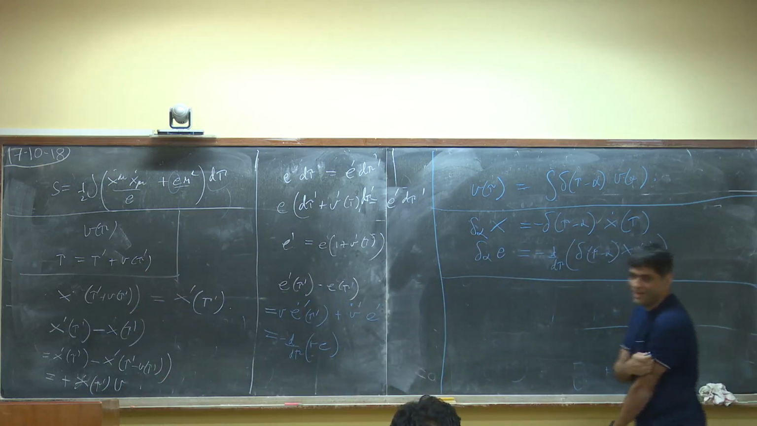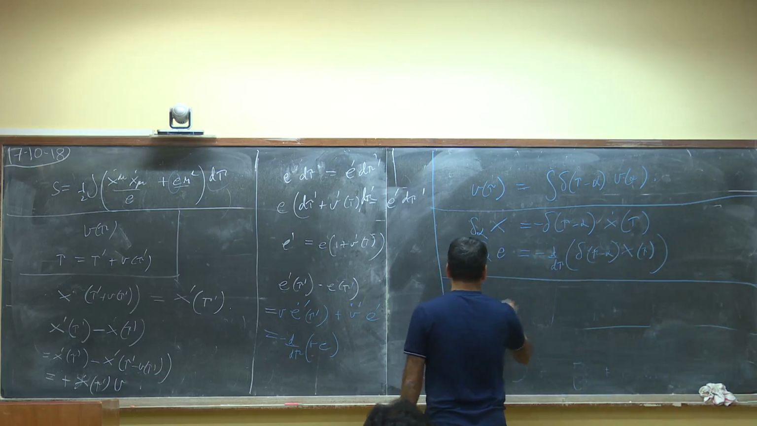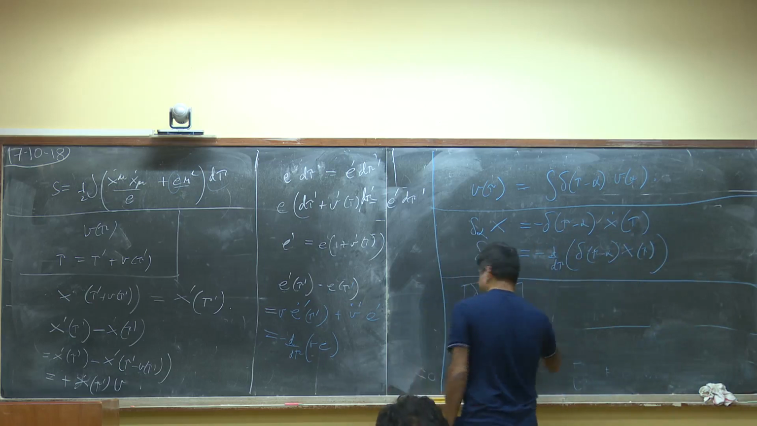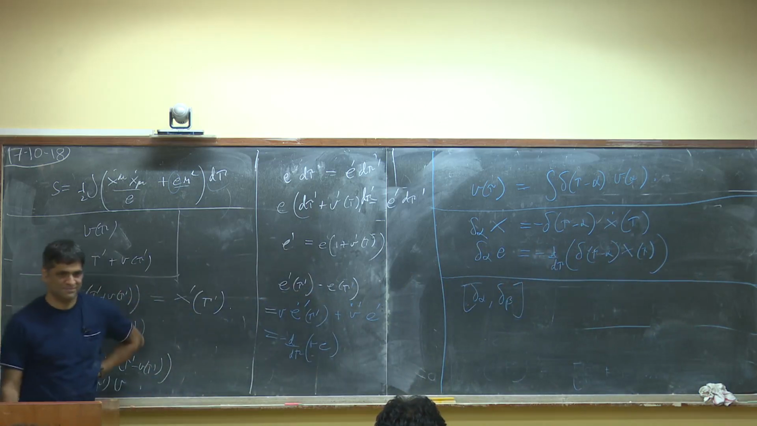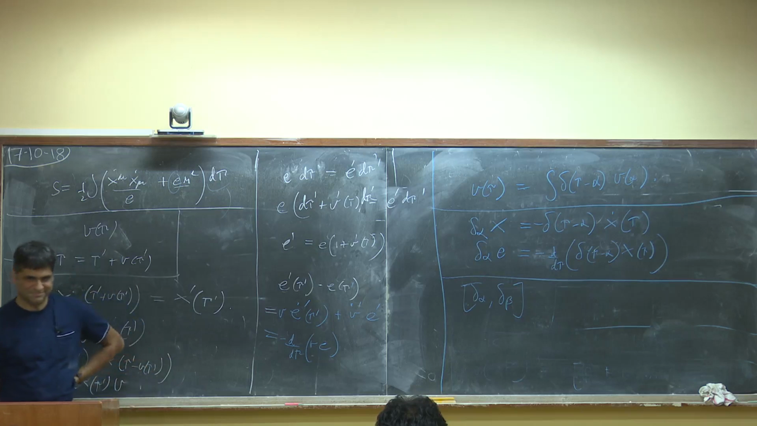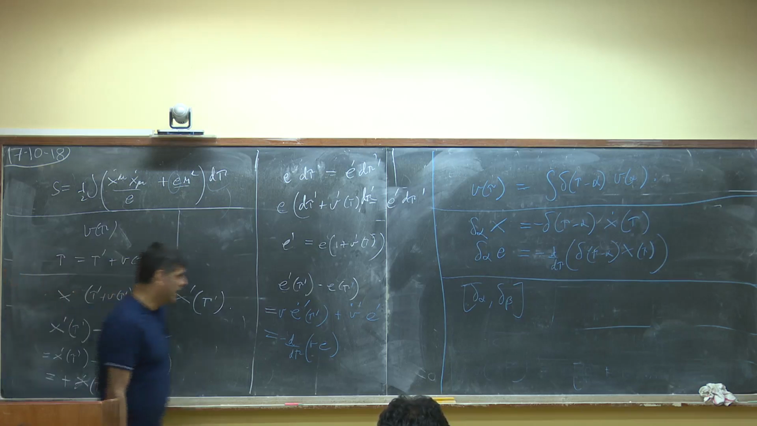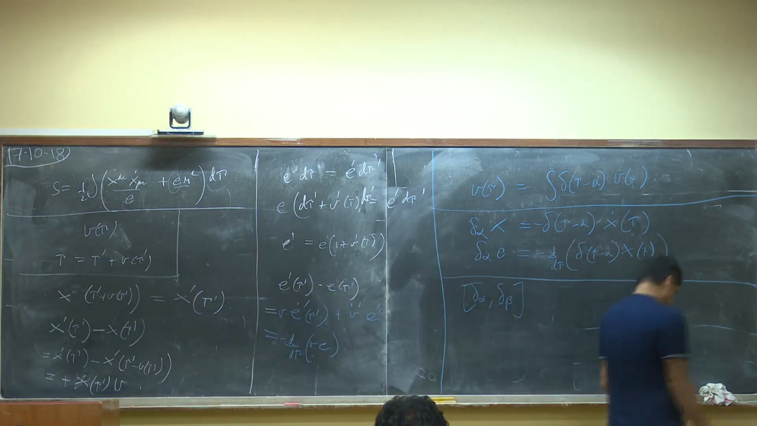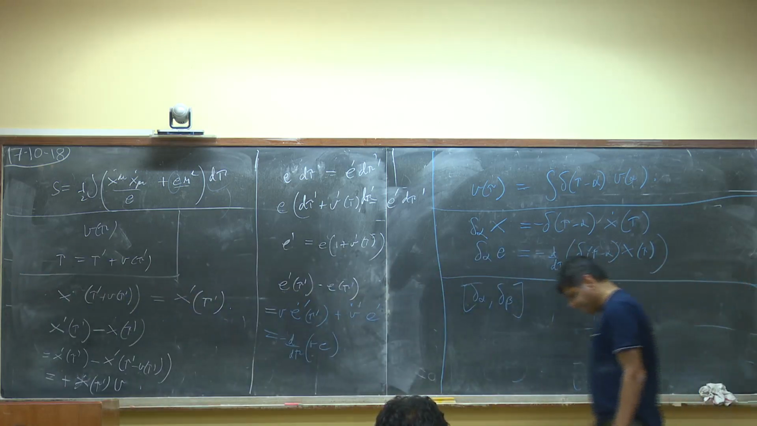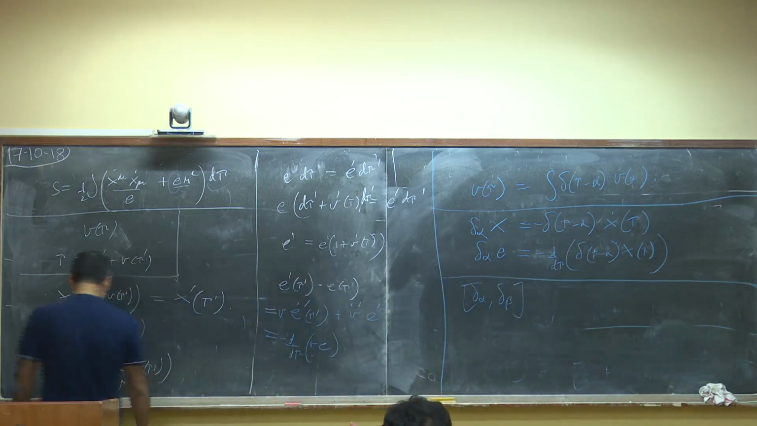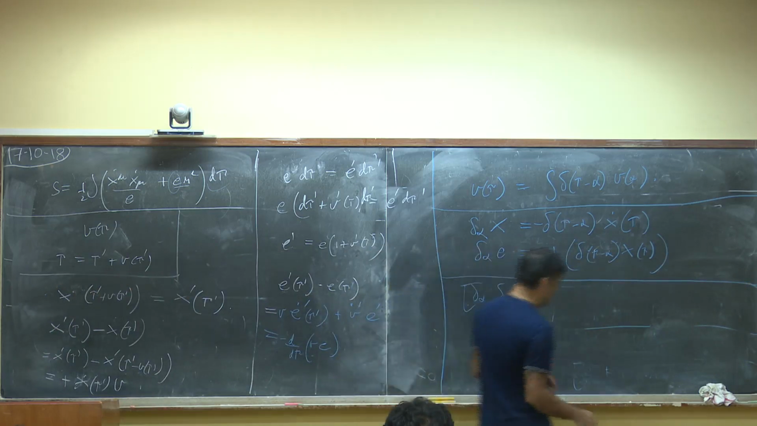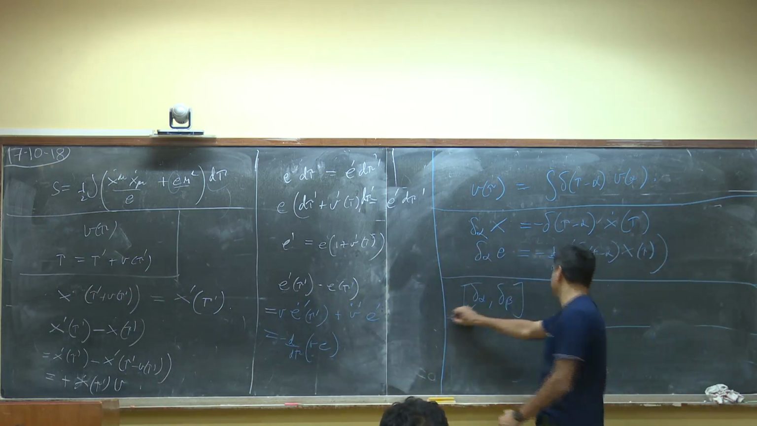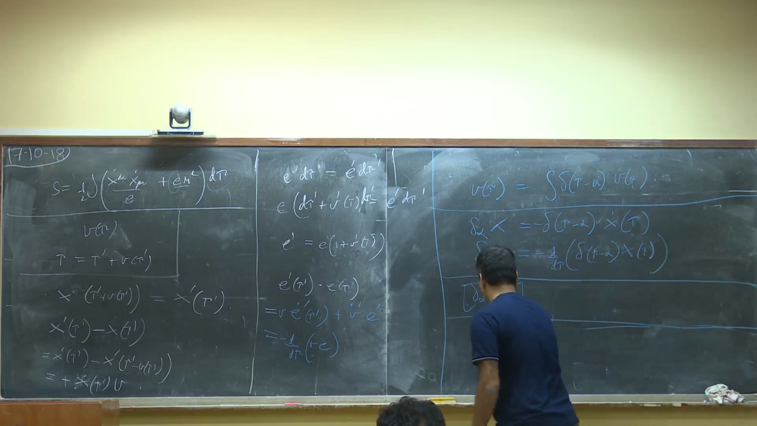Now I'm going to ask, what is delta alpha delta beta? Well, actually, we could even work it out more generally. We could ask delta V1 delta V2.